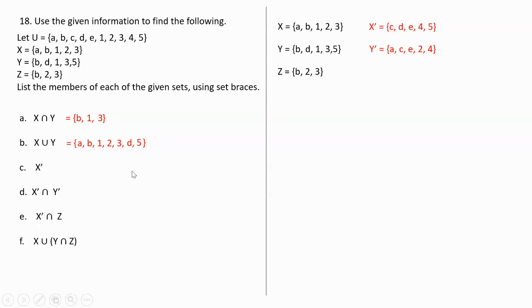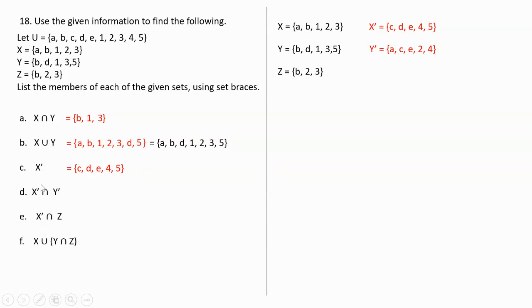Okay, now the answer for C is not X, right? But the back of the book or my math lab, they put them in order. But in reality, if you put this as the answer, it's not wrong because these are equal sets. They have the same exact elements. Now the complement of X, we already did it here, so this is my answer: C, D, E, 4, 5.